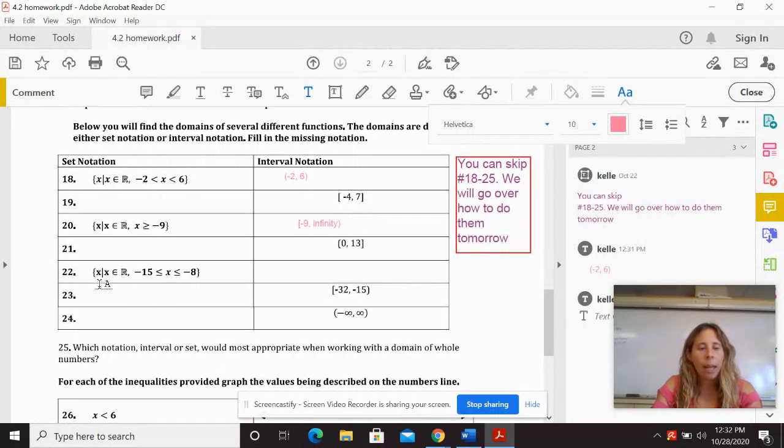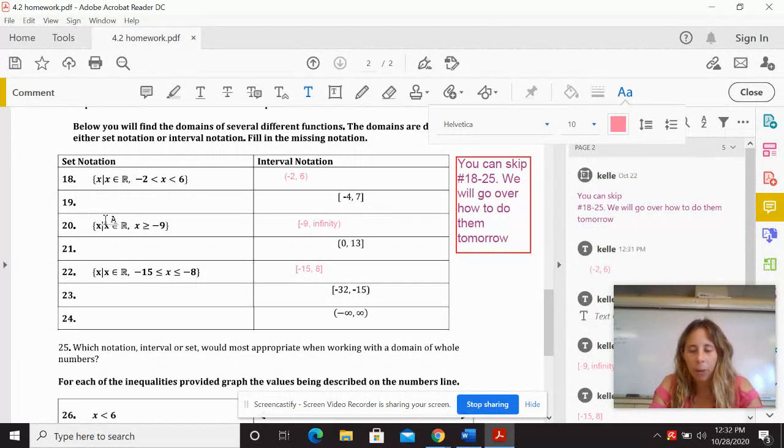Next: X is an element of all real numbers between -15 and -8. Are you going to use brackets or parentheses? Brackets, because they're equal to. So you go bracket, and you're still going low to high: -15, -8. So when they give you the set notation, you just take their numbers and write them with either brackets or parentheses. What if they give you interval notation? You have to go to set notation.